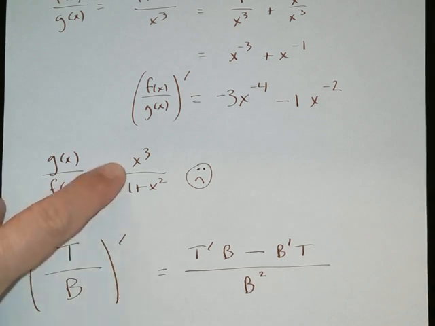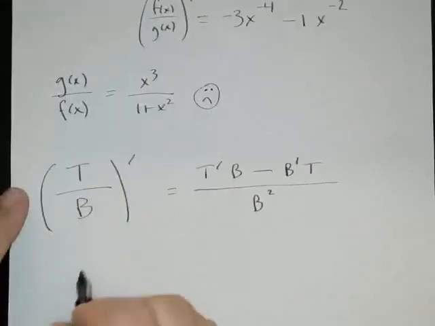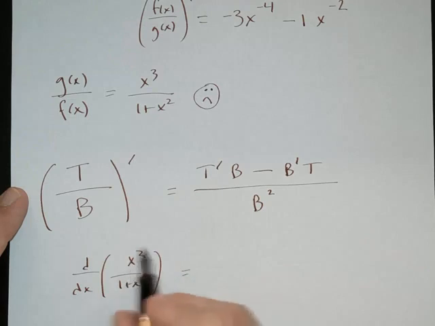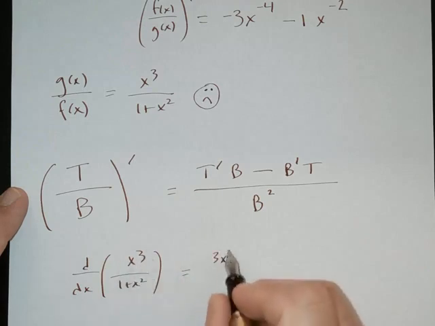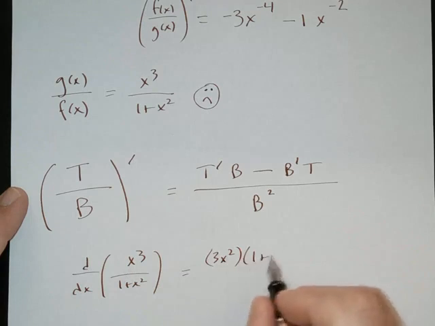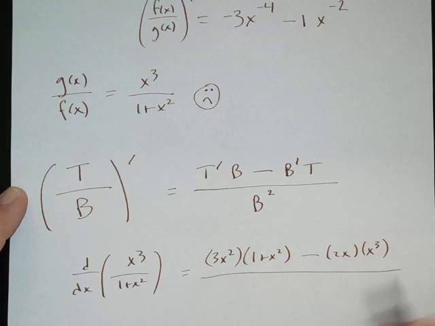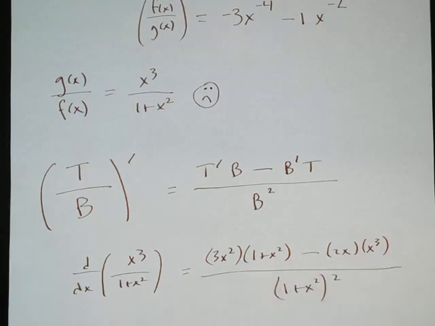How do I do this derivative? The derivative of x cubed over 1 plus x squared. Take the derivative of the thing on top, and then I multiply by the thing on the bottom. I take the derivative of the thing on the bottom and multiply by the thing on top. And then I just leave the thing that's on the bottom again and square it. Whew.